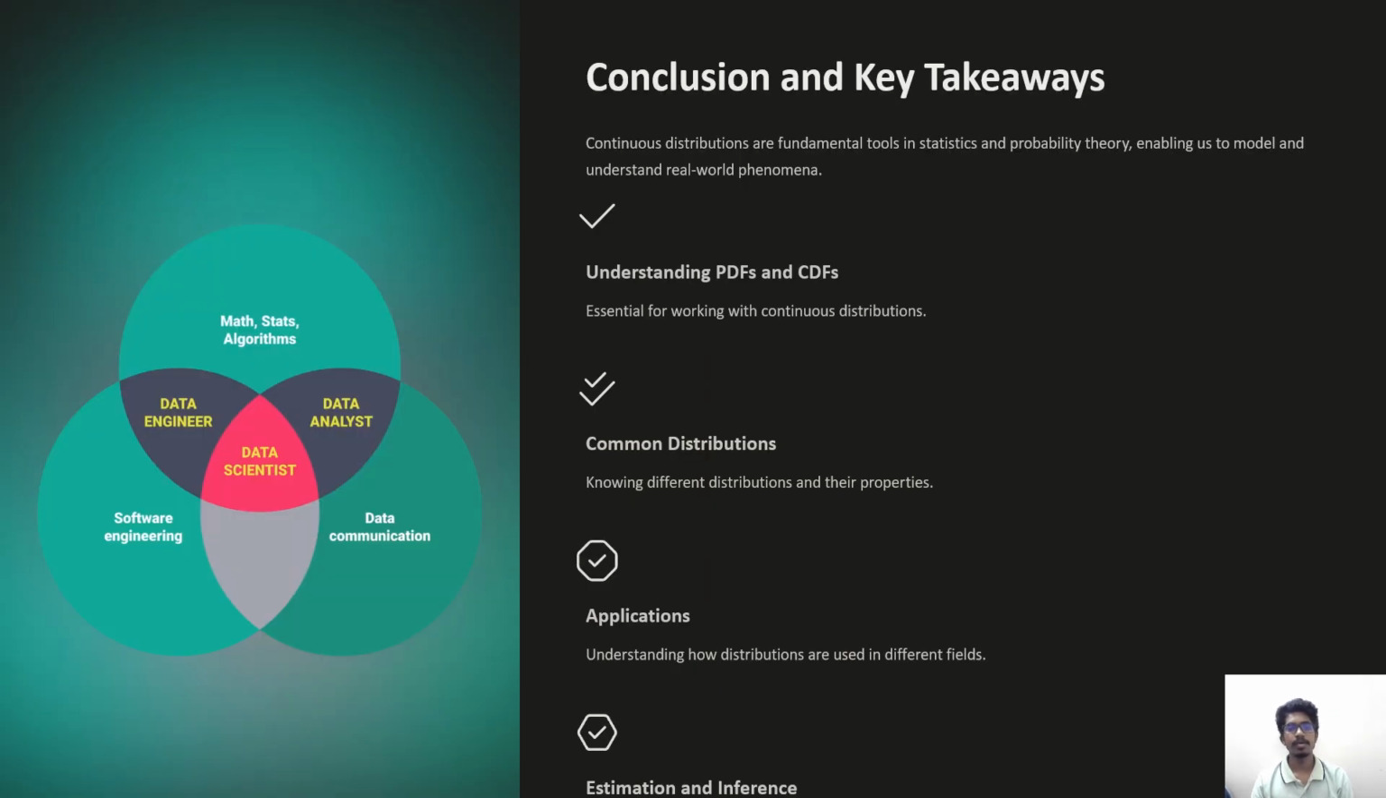Coming to the conclusion, we'll go through the key takeaways. Continuous distributions are fundamental tools in statistics and probability theory, enabling us to model and understand real-world phenomena. Understanding PDFs and CDFs is essential for working with continuous distributions. Knowing the common distributions, their properties and applications, and understanding how distributions are used in different fields, and estimation and inference.